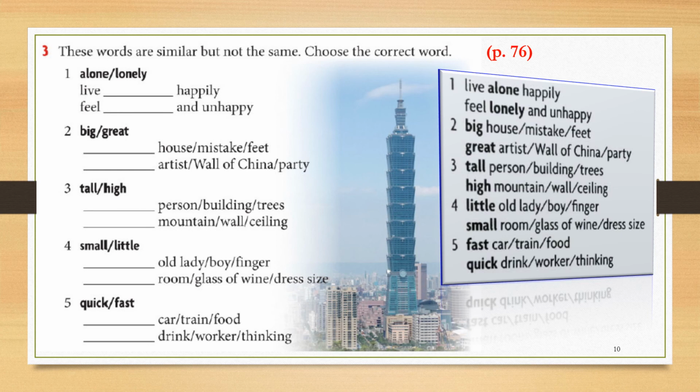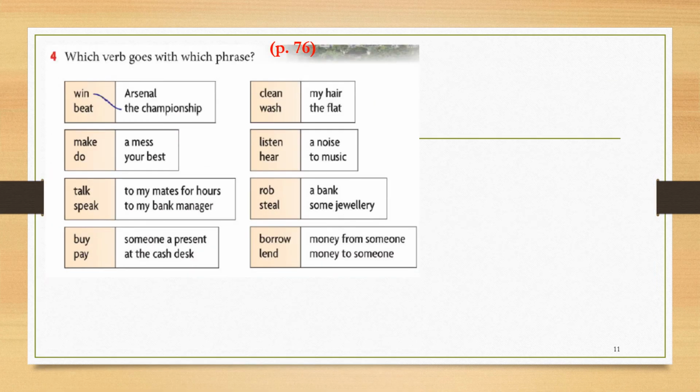Okay. If you have some questions, just take a note and discuss during the live meeting, right? Let's just go to the next one. Okay. So which verb goes with which phrase? For example, win a scholarship, beat Arsenal, or something. Okay, so you can decide.